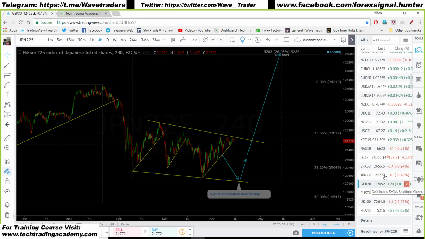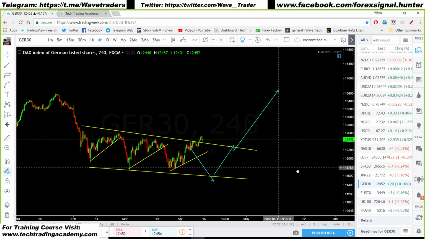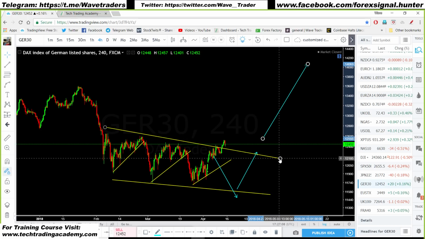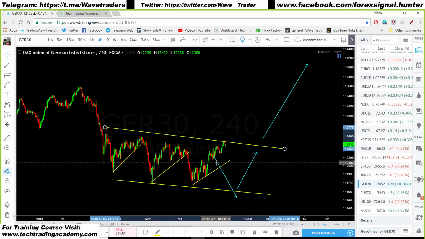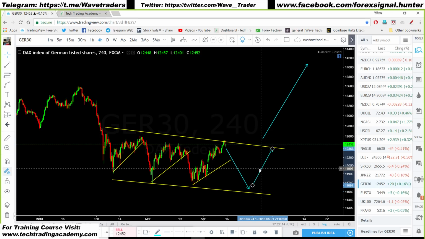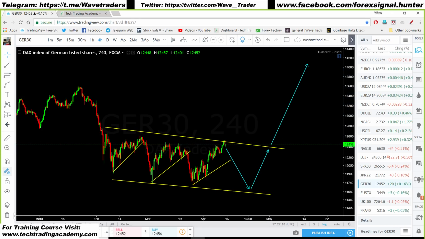German 30 just keeps rising. Okay, same here, one more drop and look for buy. One more drop is possible over there. So before you buy the German 30, make sure you trade carefully for upside at the current price. Yeah, it can draw for one more wave like that.